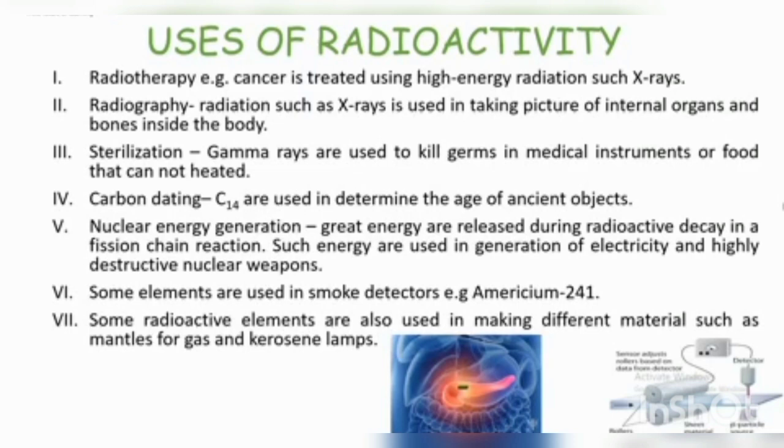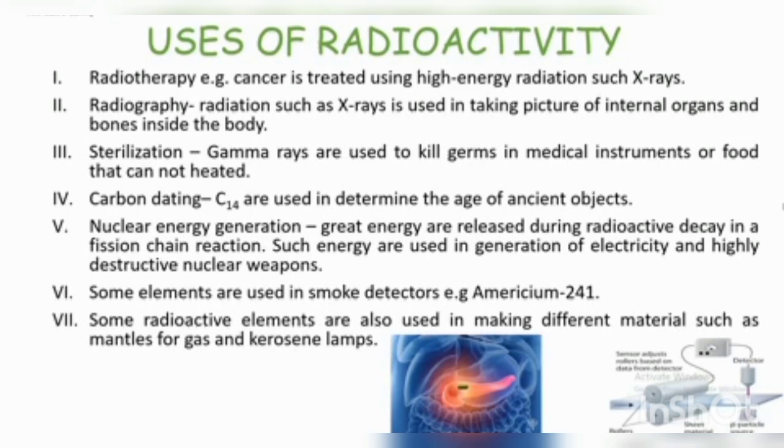Then another use of radioactivity is in nuclear energy generation. Great energy is released during radioactive decay in a fission chain reaction. Such energy is used in generating electricity and in highly destructive nuclear weapons. Six, some elements are used in smoke detectors, for example americium-241, that's the periodic number.